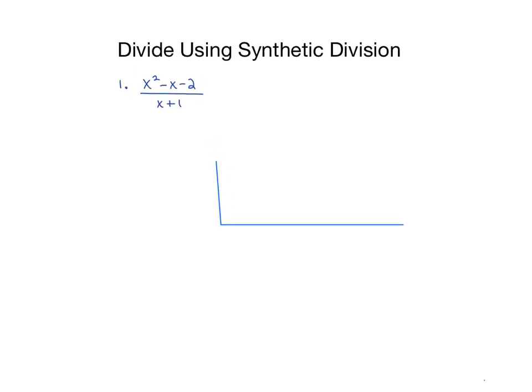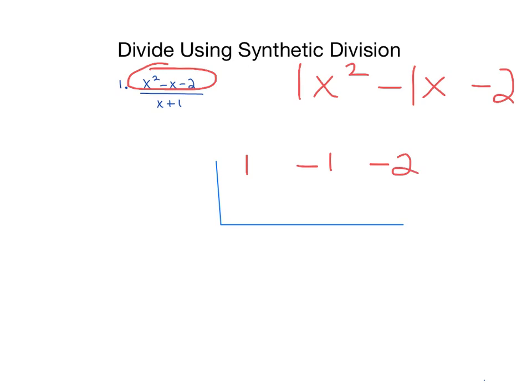All right. So I've got this L-shaped looking thing. Now, what I'm going to put inside here, or a row of, are all the coefficients of my top polynomial. So notice I have x squared minus x minus 2. This has a coefficient here of 1, and this has a negative 1. So I'm going to write 1, negative 1, and then negative 2. I'm taking all of the coefficients in front of my terms, including the constant.